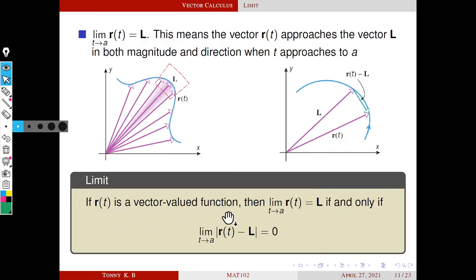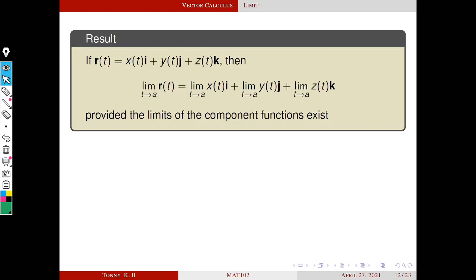If r of t is a vector valued function, then limit t tends to a of r of t equals l if and only if limit t tending to a of modulus of r of t minus l equals 0. So this result gives a simple method for evaluating the limit of a vector valued function.